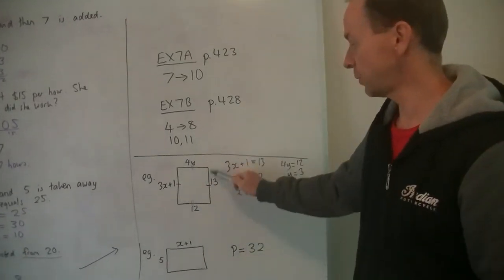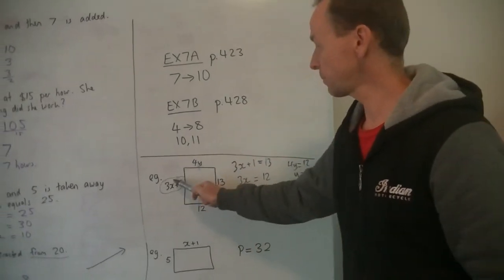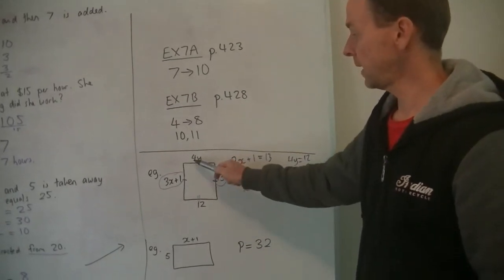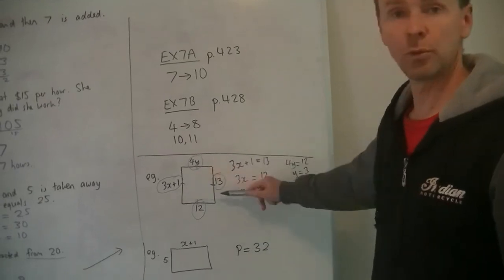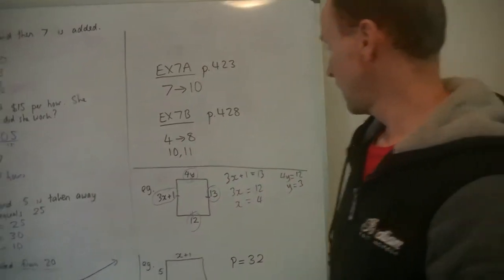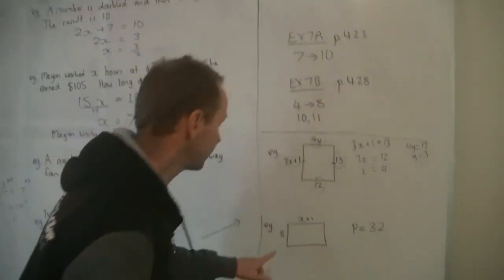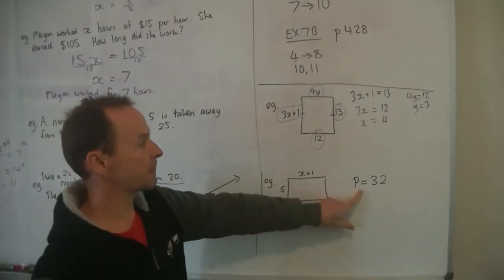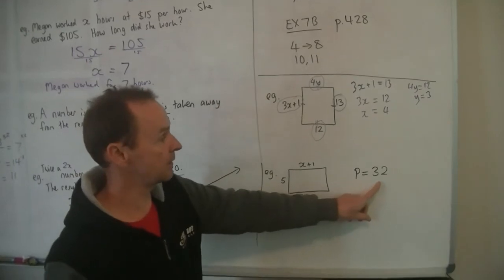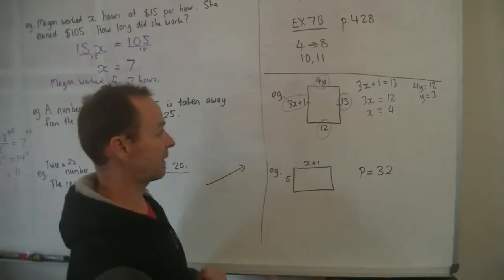So that side is equal to that side. So 3x plus 1 is equal to 13. And then also 4y is equal to 12. So they're equal because you know that about a rectangle. Alright, now the last one's slightly different. It says that's x plus 1 and that's 5. And that's the perimeter. The perimeter is equal to 32. So find the value of x.